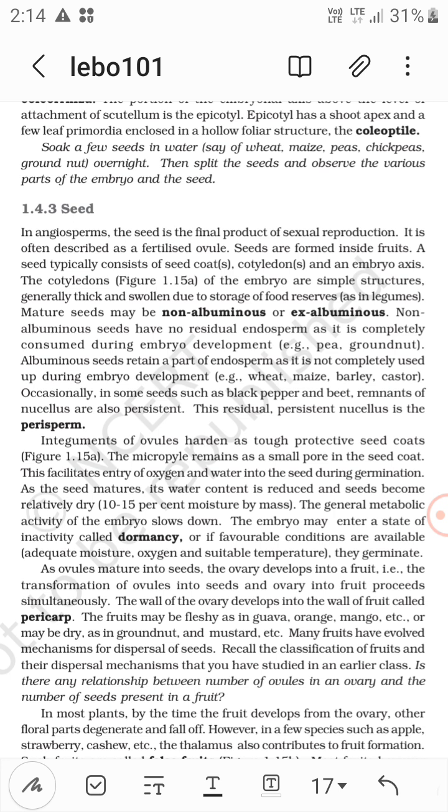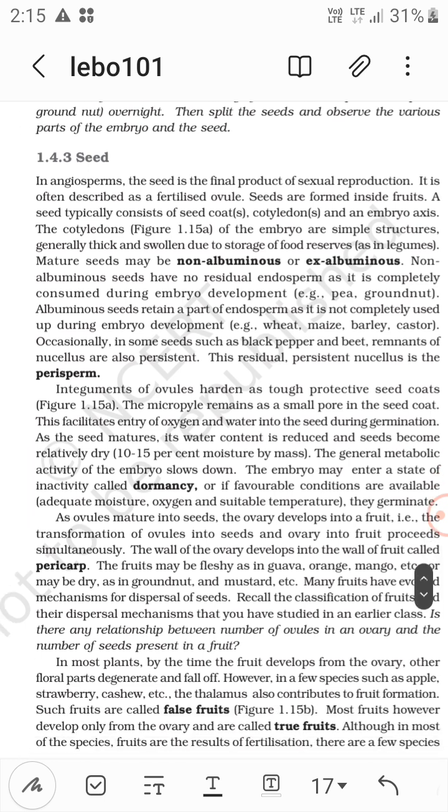I repeat it again. Occasionally, in some seeds such as black pepper and beet, remnants of nucellus are also present. That is, this residual persistent nucellus is the perisperm, right?